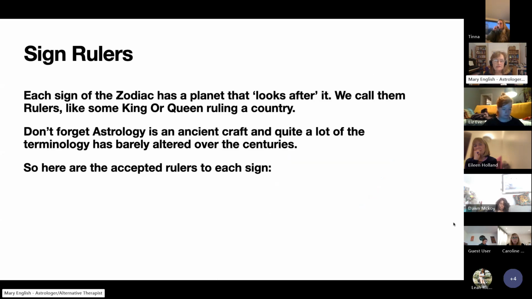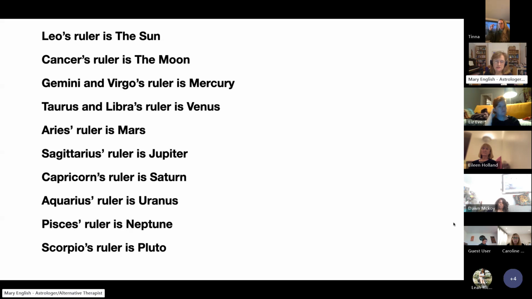But sign rulers. Each sign of the zodiac has a planet that looks after it, and we call them rulers, like some king or queen ruling a country. Don't forget, astrology is an ancient craft, and quite a lot of the terminology has barely altered over the centuries. So here are the accepted rulers to each sign of the zodiac.